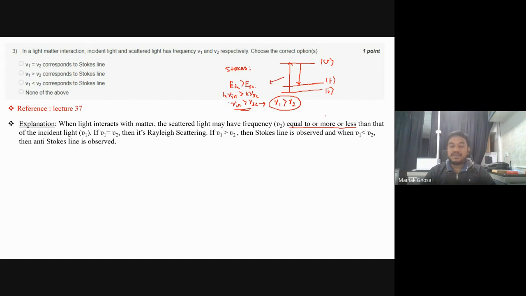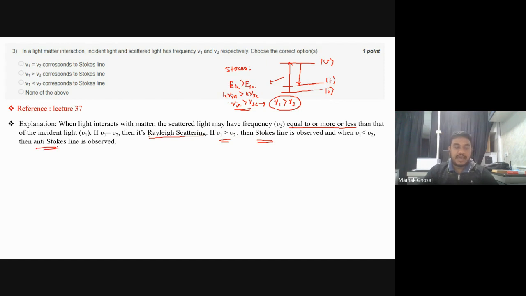If it is equal, then it is called Rayleigh scattering. I mentioned here that if this is equal, then it is called Rayleigh scattering. But if the incident light has more frequency than the scattered light, then it is called Stokes line. And if it has less, then it's called anti-Stokes line.